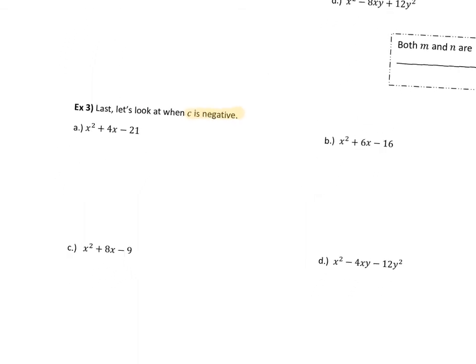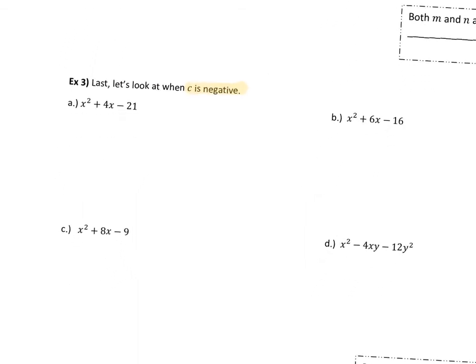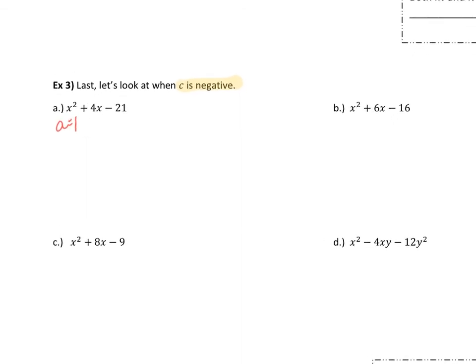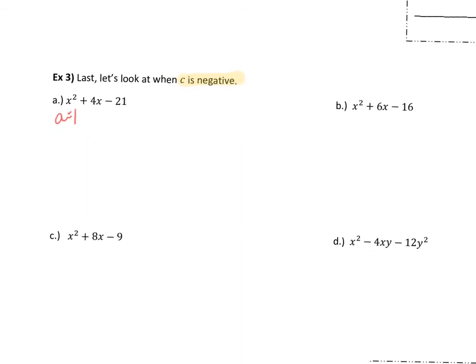Down here, it says C is negative now. They're trying to give you little hints on what you should do, but I would just go through this exact same process of identifying A as 1, B is 4, and C is negative 21.